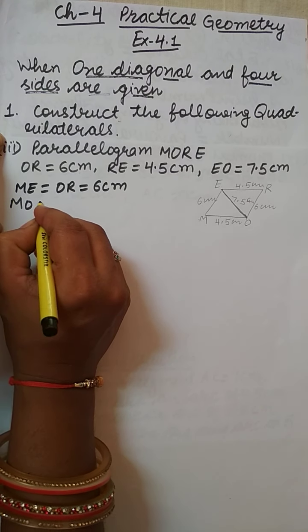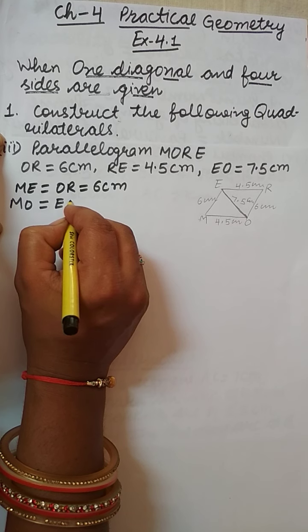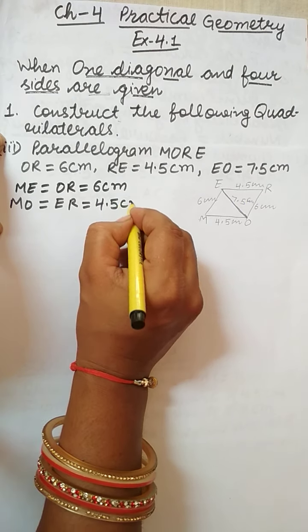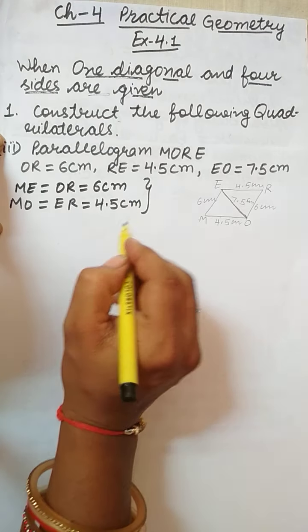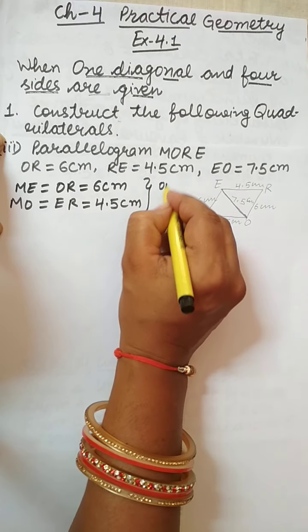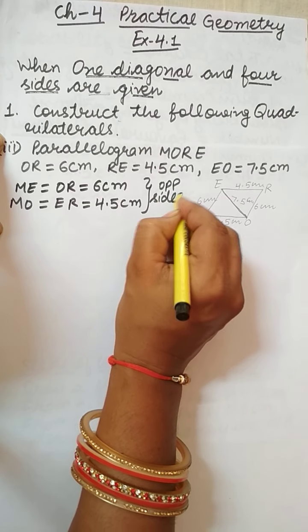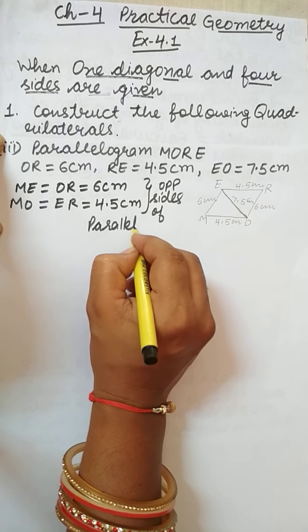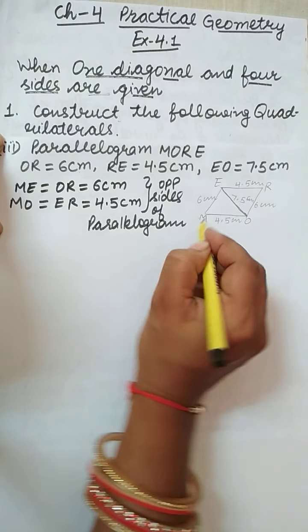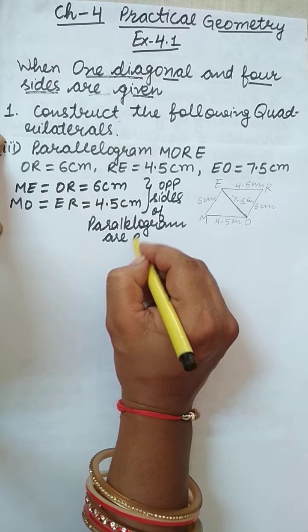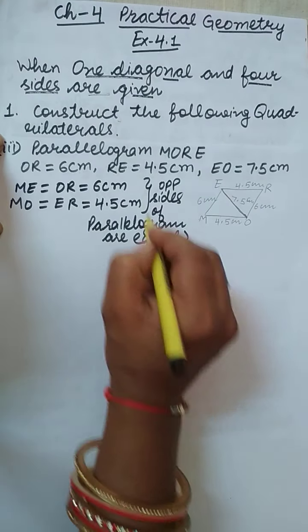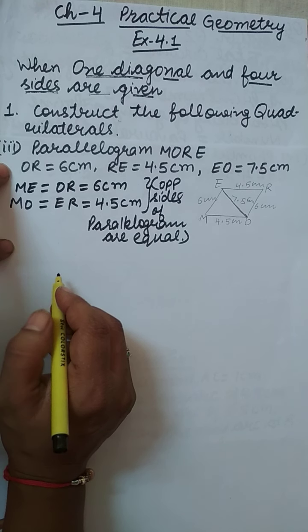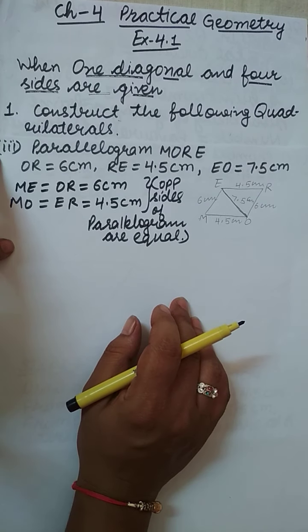Similarly, MO is equal to ER or RE, both are same, 4.5 centimeter. This thing we have done by opposite sides of parallelogram are equal. This is the condition. Opposite sides of parallelogram are equal. Now we will do the construction accordingly.